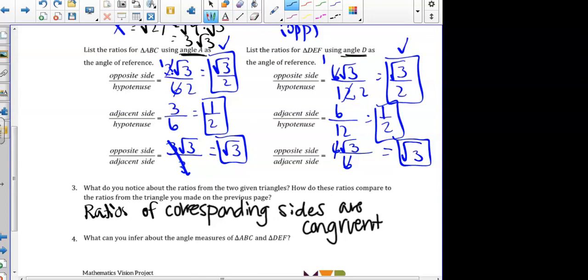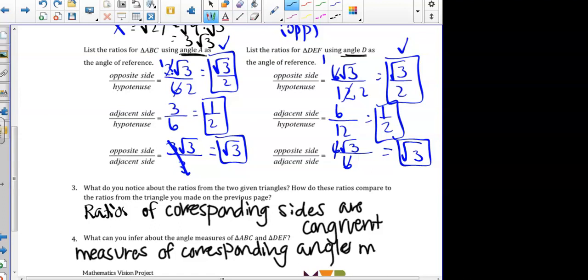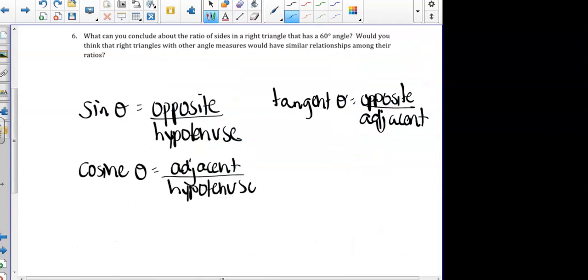So what can we infer, or what can we conclude about the angle measures of triangle ABC and triangle DEF? And so if the ratios are the same, what that means is these triangles must be similar. So the measures of the corresponding angles must be congruent. So we then wrote down these ratios.